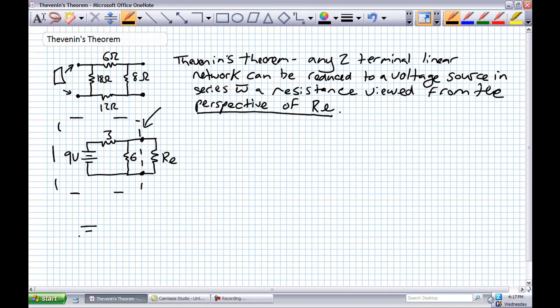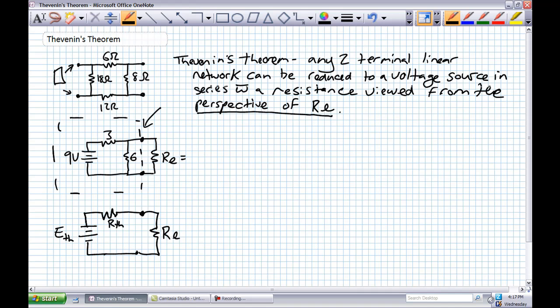So what's inside the box could be replaced with a voltage source with value ETH in series with a resistance with a value RTH, that behaves exactly like the thing in the box when RL is hooked up to it. So the question is, why am I replacing something with something else that behaves exactly like it? Well, here's the answer. It's easier.